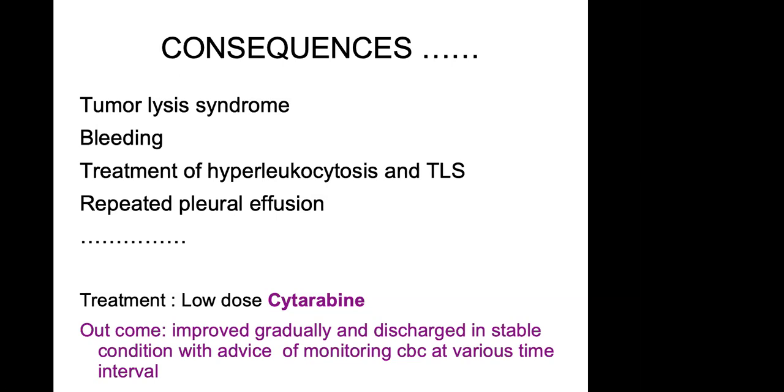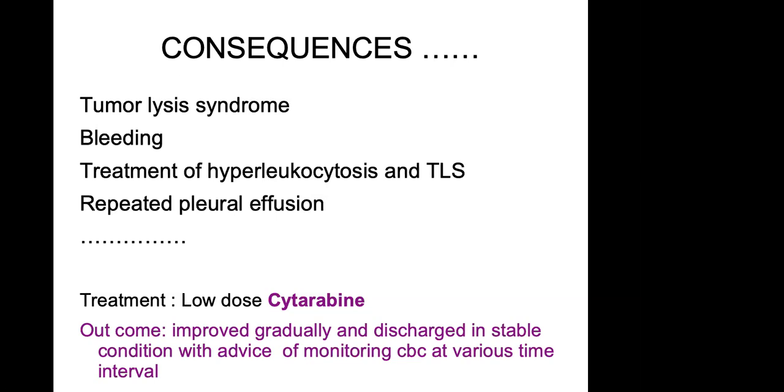Clinically, they may have seizures or cardiac arrhythmia, and it may lead to death if you don't intervene early. Another thing is that they may have low platelets. This child did not have a low platelet count, but they may have thrombocytopenia, so there is a chance of bleeding. So what we did was treat the hyperleukocytosis by hydration and the tumor lysis syndrome by giving rasburicase, later putting him on allopurinol. And they did repeated pleural effusion treatment.